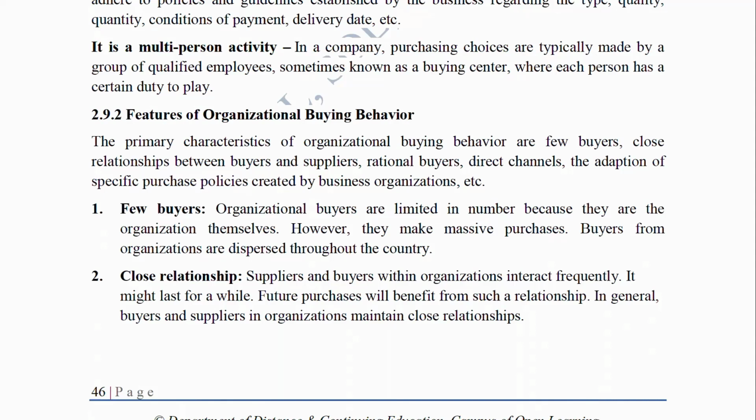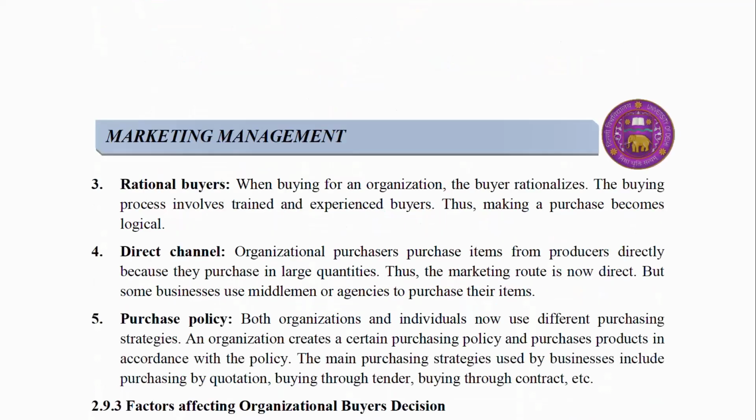1. Few buyers. Organizational buyers are limited in number because they are the organizations themselves. However, they make massive purchases. Buyers from organizations are dispersed throughout the country. 2. Close relationship. Suppliers and buyers within organizations interact frequently. It might last for a while. Future purchases will benefit from such a relationship. In general, buyers and suppliers in organizations maintain close relationships.